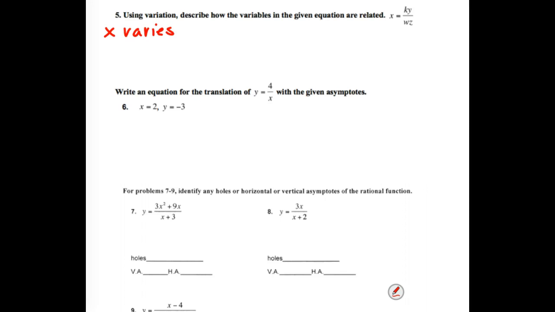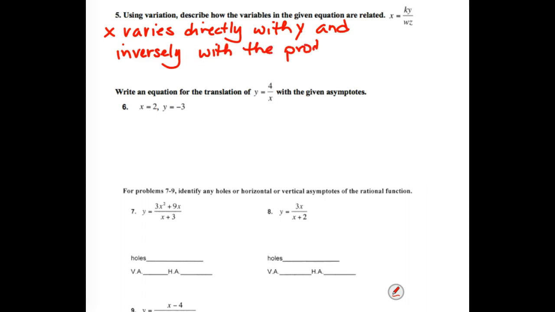Okay, so let's take it in pieces. X varies, how would we say for y? Directly, since the y is in the numerator. So x varies directly with y, and now inversely with multiple variables, right? W and z are both in the denominator. So we would say, and inversely with the product of w and z. Okay, we are multiplying the w and z together and putting those in the denominator.